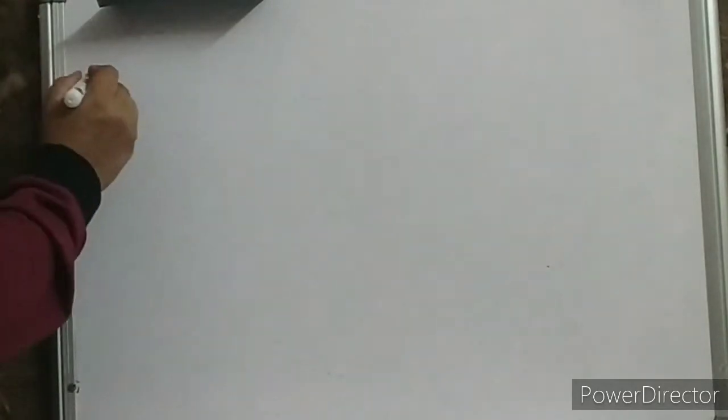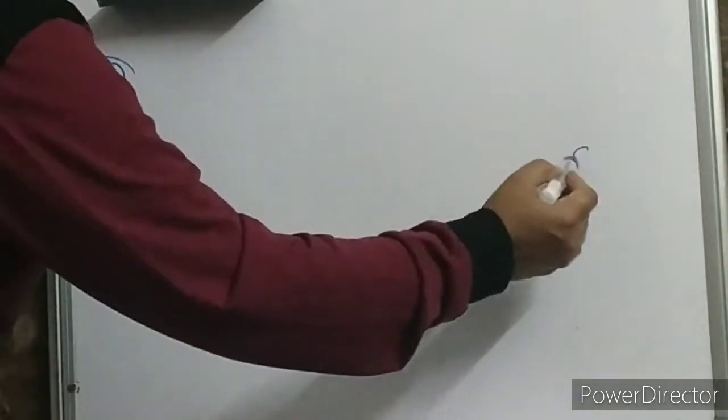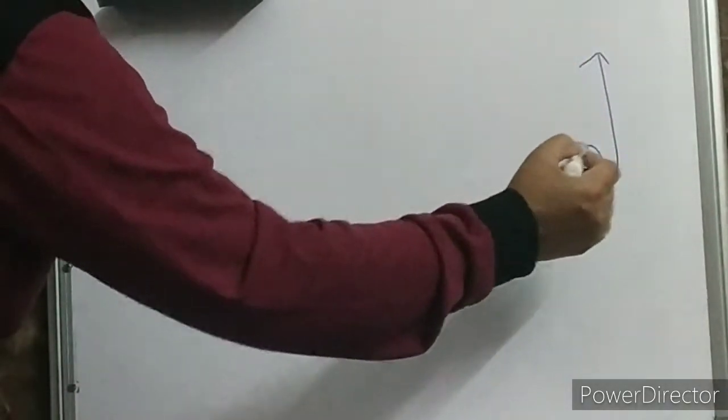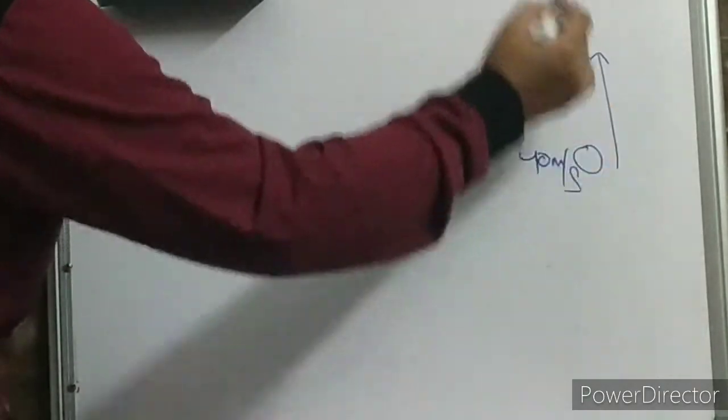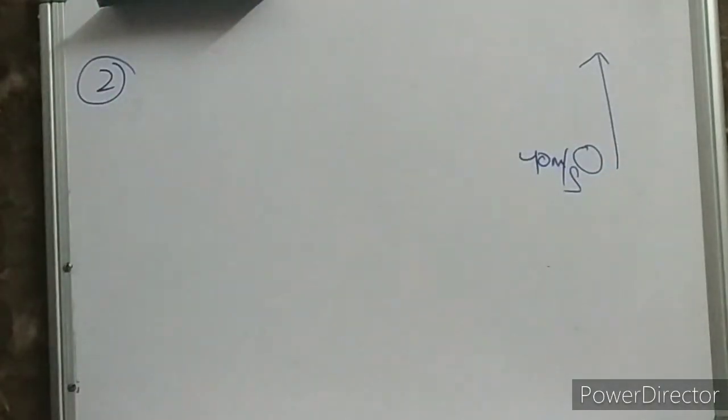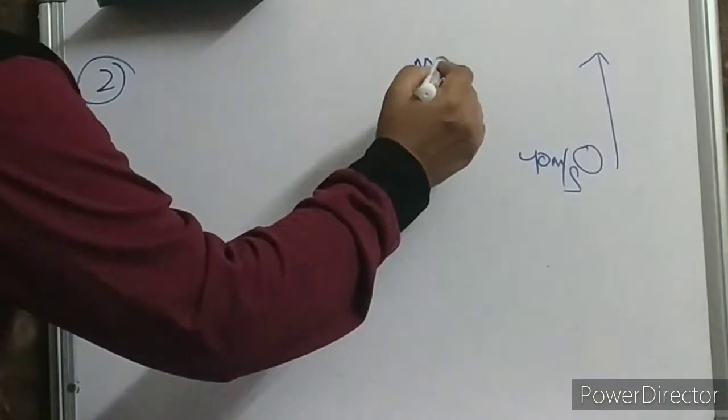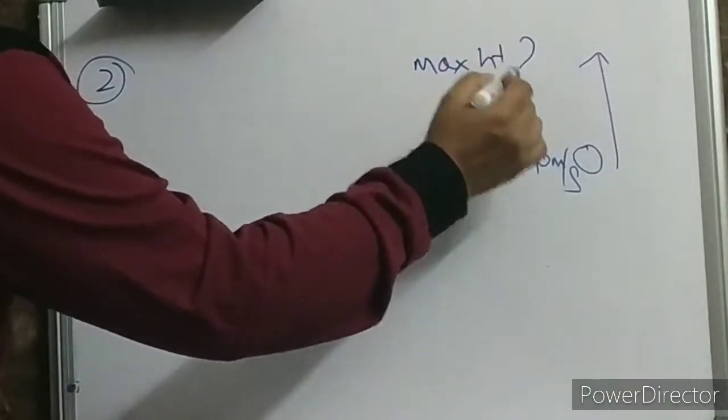Easy. This is very easy. What is the next numerical, children? A ball is thrown vertically upward with an initial velocity of 40 meters per second. Again the ball is thrown up with 40 meters per second. What you have to find out? Find out the maximum height. This is easy now. You can calculate the maximum height.